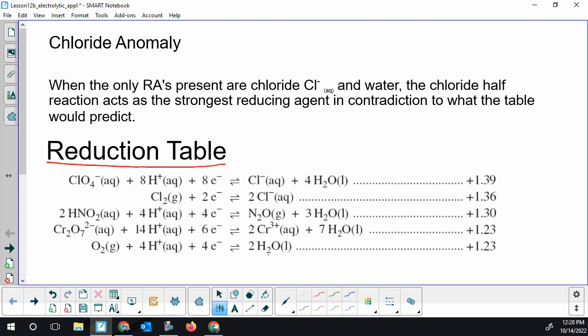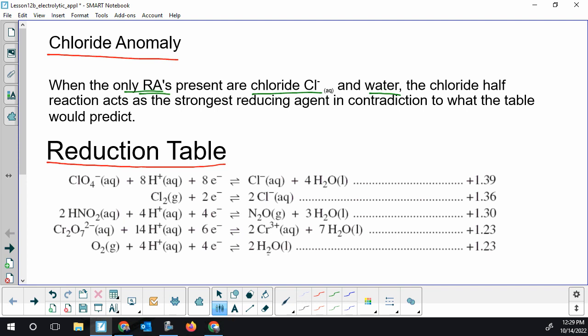Now, when you build this table, we should get strongest OA on the top left and weakest OA on the bottom left. But there's a couple times by comparing against hydrogen that the table makes the wrong prediction. For your diploma, they're going to ask you about this one exception. So the OAs don't matter, but when your RA list has chloride and water and nothing else, we get the anomaly.